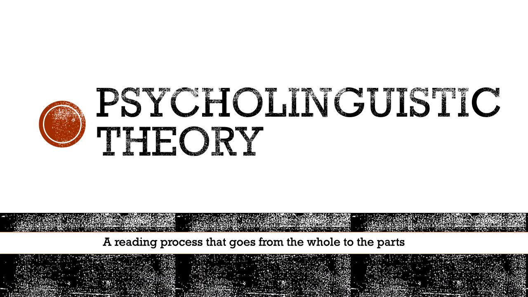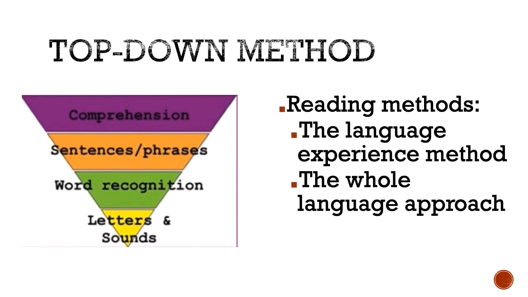The next theory we are going to be looking at is the psycholinguistic theory. This theory is a reading process that goes from the whole to the parts. This theory is also known as a top-down method.